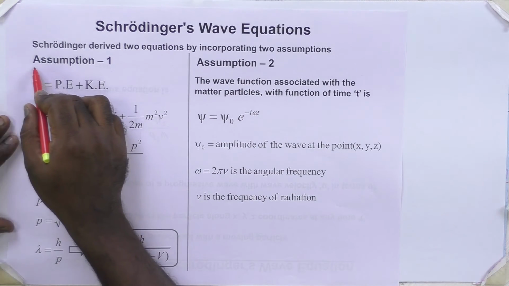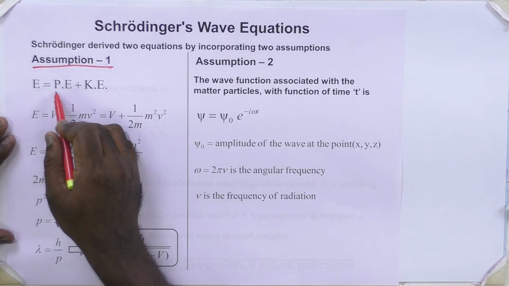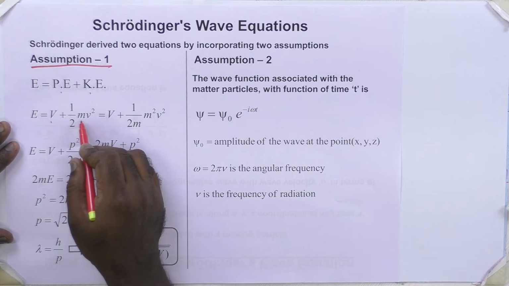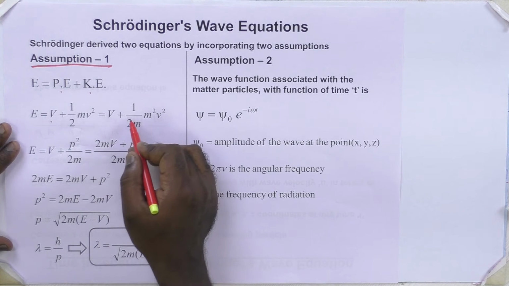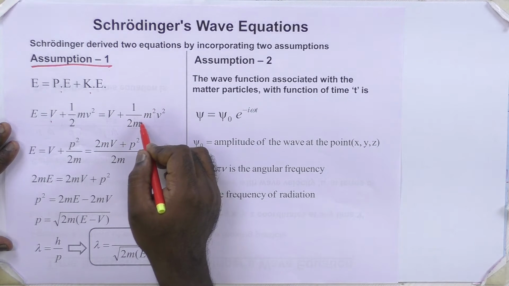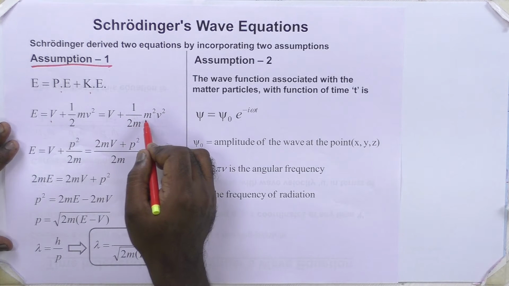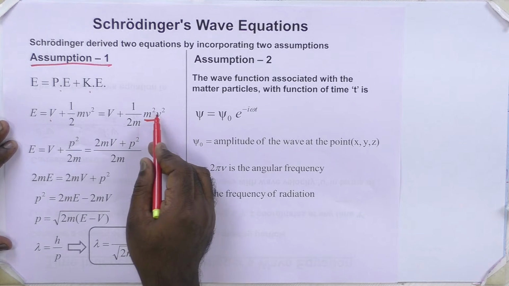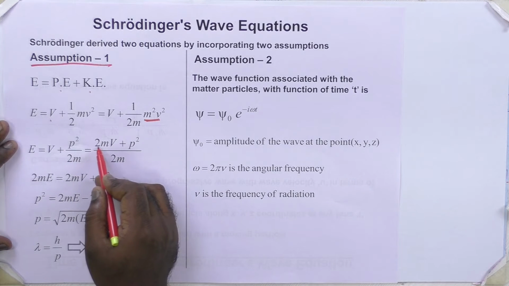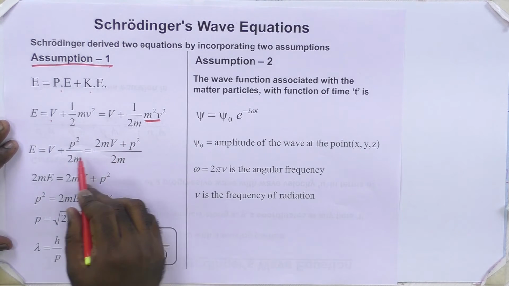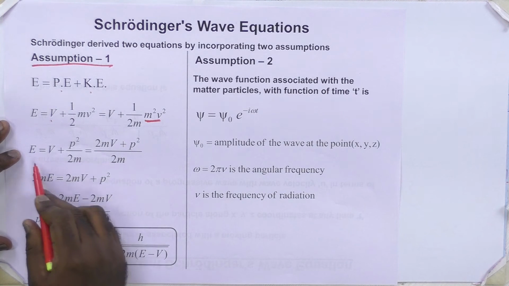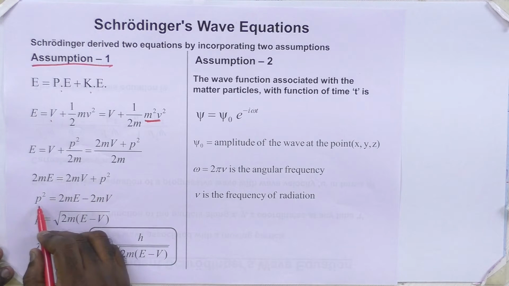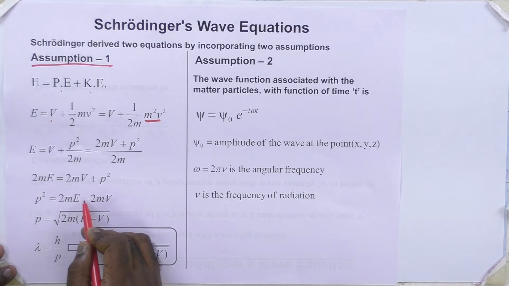The first assumption: we know the total energy is kinetic energy plus potential energy. The potential energy is V, and the kinetic energy is half m v squared. So E equals V plus 1 by 2m multiplied and divided by m, which will not change the equation: V plus 1 by 2m into m squared v squared. This gives E equals V plus p squared by 2m, where mv is the momentum p. Bringing this term to the left side, we get 2mE equals 2mV plus p squared. So p squared equals 2mE minus 2mV.